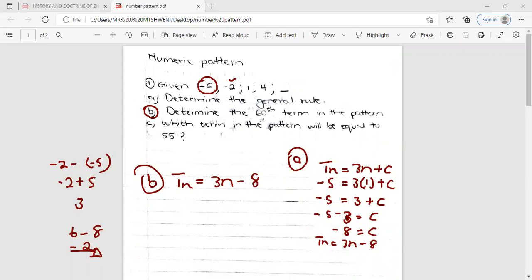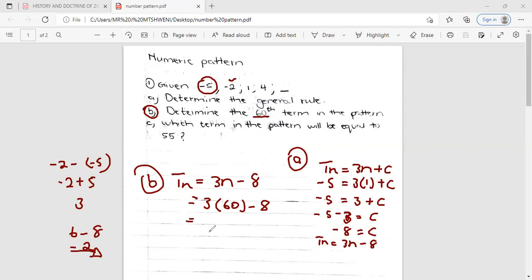So in other words, they want to find out what will be the value when it comes to term number 60, as we go from term number 1, term number 2, term number 3, up to term number 60. So what do you do? Say equals to what? Where n put in 60, minus 8? Because we want to know what will be the value in term number 60.